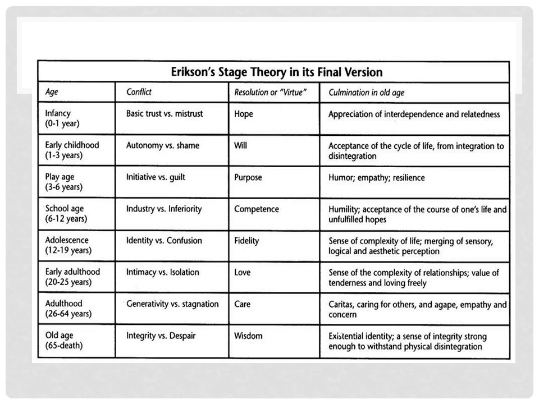All right, and then we have the adulthood, which is 26 to 64 years old. So that is generativity versus stagnation, and the virtue in here is care. The culmination in old age is the kairos, caring for others, and agape, empathy rather, and concern.